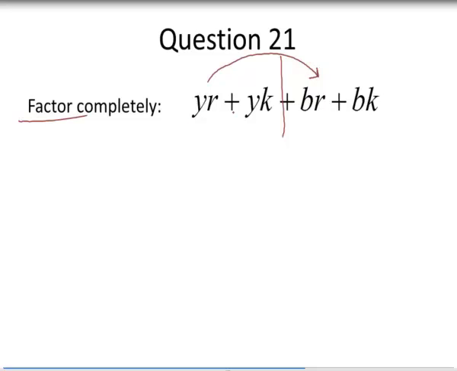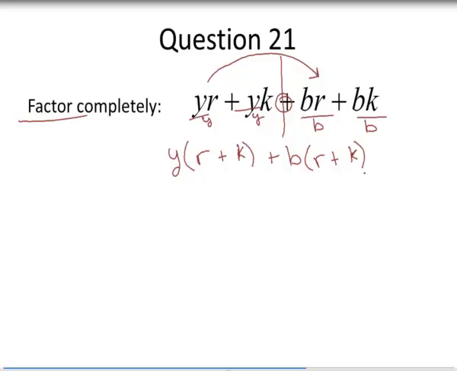So now we're going to look for a GCF just here in the front. What's common here in the front? The y. When you divide off that y, what's left? R plus k. Good. Bring this plus sign down. What's common in the back? B. And when you divide off that b, R plus k.